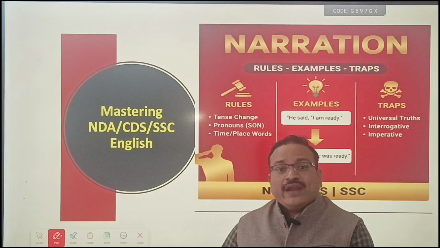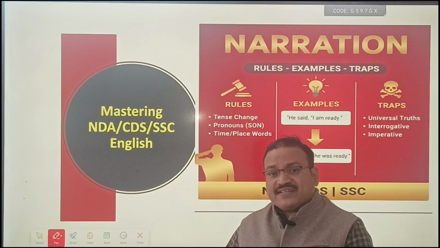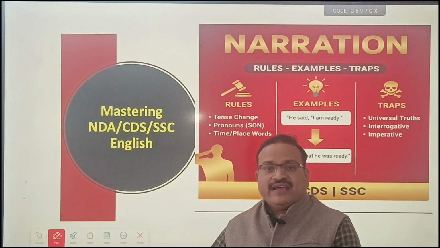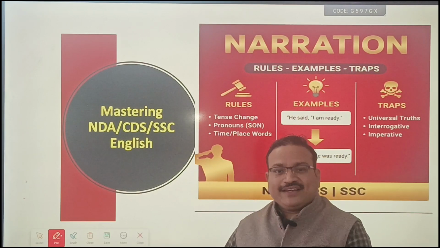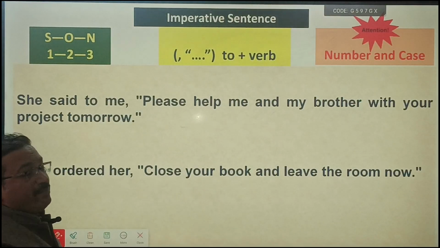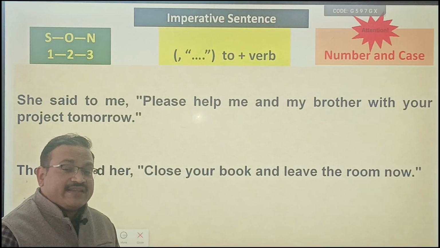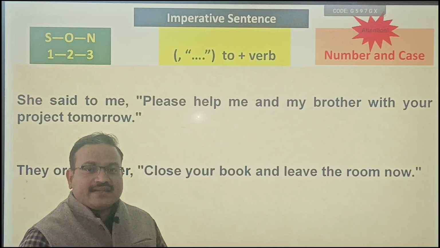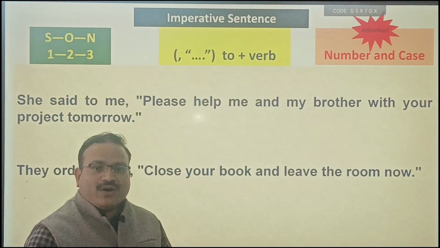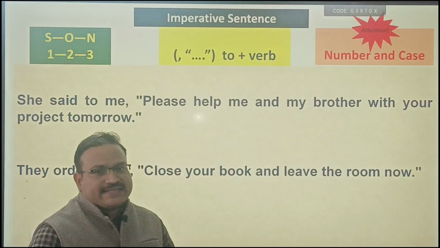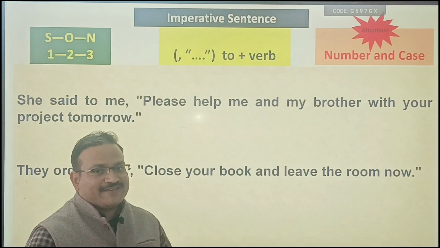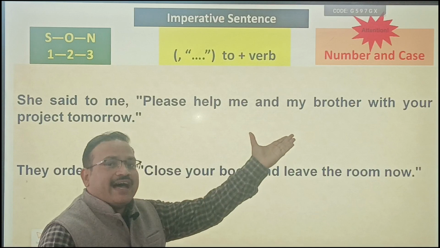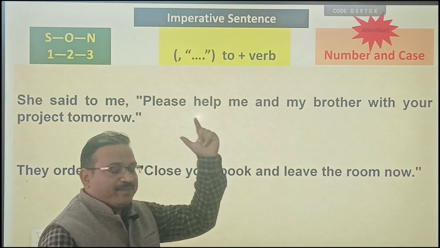Now we'll see when reported speech is imperative sentence and exclamatory sentence, how to change them into indirect speech. So let us start. Now, friends, this is imperative sentence. Imperative sentence is what? A sentence expressing advice, suggestion, request, order, command. Such sentences are called imperative sentences. So let us see when reported speech is imperative sentence, how to change into indirect speech.